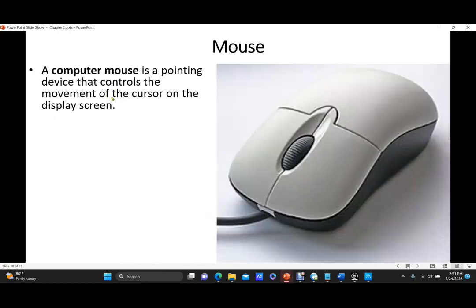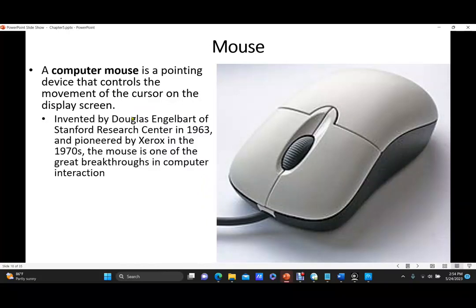A computer mouse is a pointing device. It controls the movement of the cursor on the display screen. The mouse was invented by Douglas Engelbart of Stanford Research Center in 1963. It was pioneered by Xerox in the 70s, and the mouse is one of the great breakthroughs in computer user interaction.